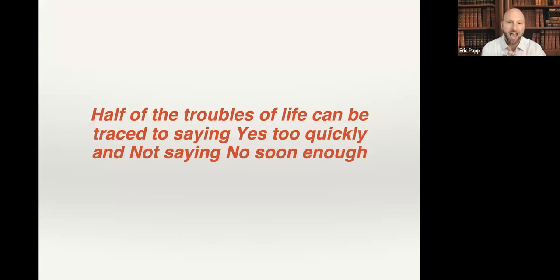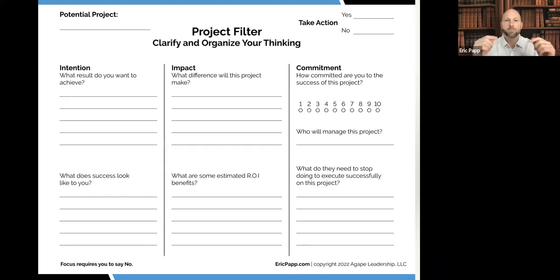Another one of my favorite quotes here is, half the troubles of life can be traced to saying yes too quickly and not saying no soon enough. And a lot of times business owners, VPs, directors are execution happy, where they don't take the time to stop and actually think and to run their ideas through a project filter. So take 25 minutes, run your idea through a project filter. You now have it. You can type it up. I like to print it out and write it. And that way, you'll have a better idea of whether this is something that you want to pursue or something that you want to have the self-discipline to say, no, not right now.